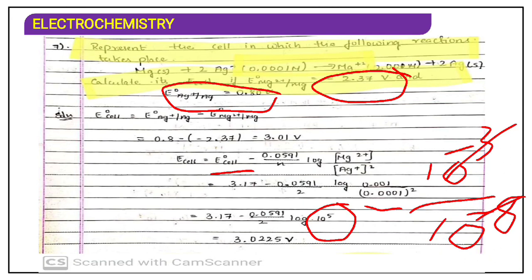Again, log of a into b is nothing but 5 log 10, and log 10 is equal to 1, you know that. Then multiply all these values and subtract. You will get 3.025 volt. I hope you all understand this problem. Take a screenshot, you will get the idea.